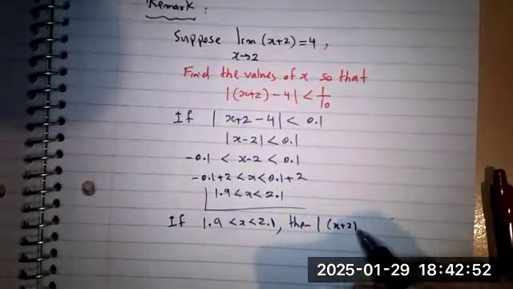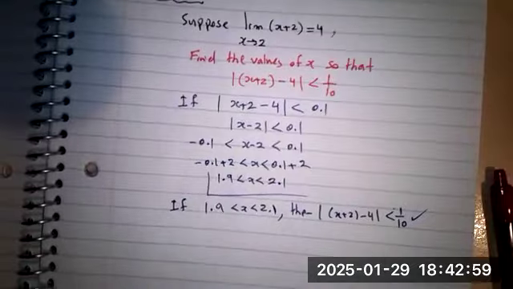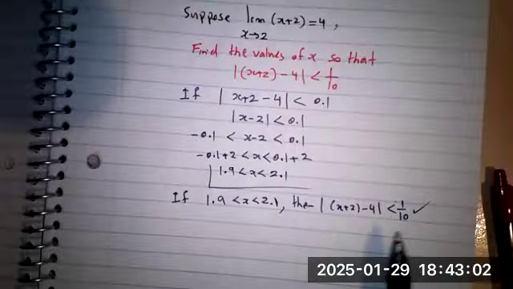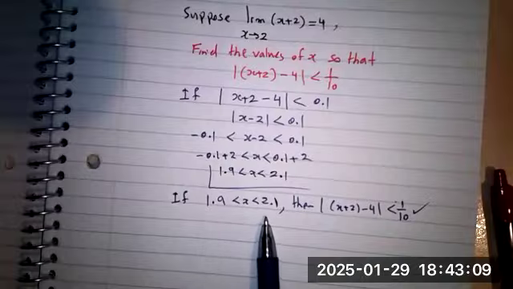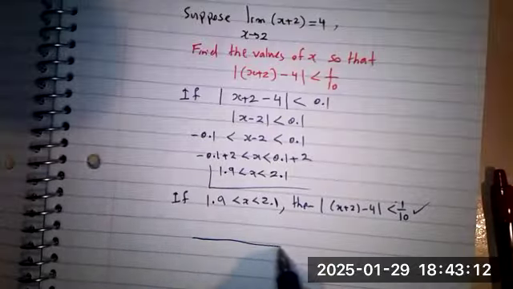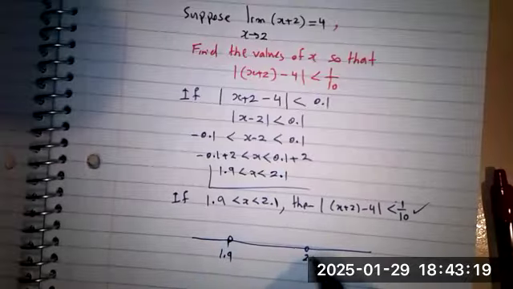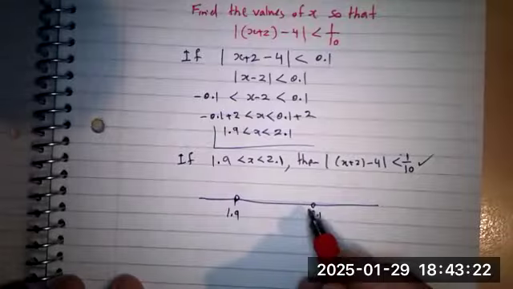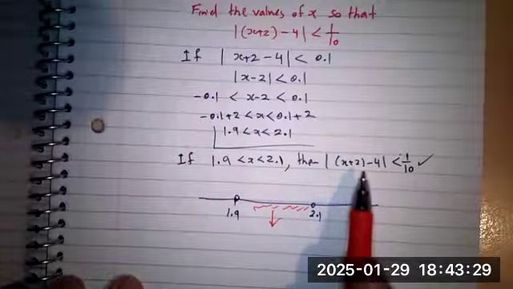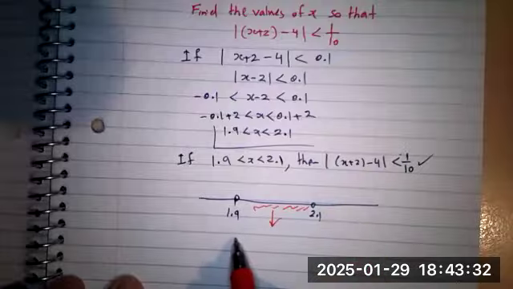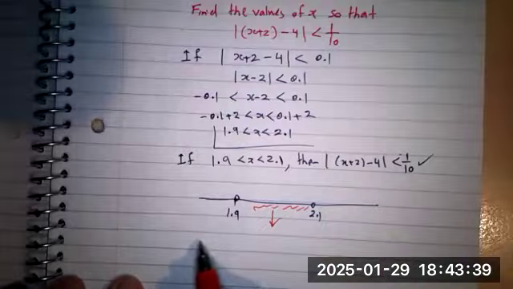So that gives you the absolute value of x plus 2 minus 4 less than 1/10. So this means if you want to draw a table to get this result, you must pick only the numbers between 1.9 and 2.1. Okay, so if you pick the numbers, this is going to be 1.9, and this is 2.1. If you pick any number in this interval and drop it here, you see the value of your f of x is going to be this one. And that gives you the condition here.